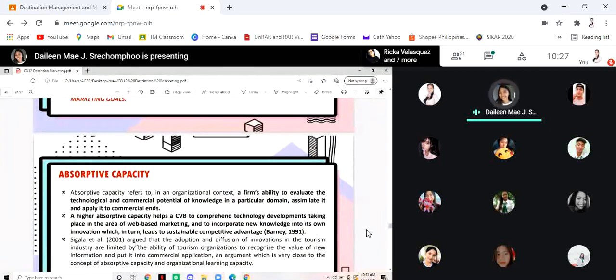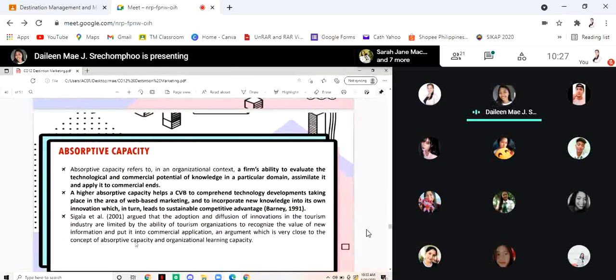Lastly, absorptive capacity: a firm's ability to evaluate the technology and commercial potential of knowledge in a particular domain, assimilate it, and apply it to commercial ends. A higher absorptive capacity helps a CVB to comprehend technology development taking place in the area of web-based marketing and to incorporate new knowledge into its own innovation, which in turn leads to sustainable competitive advantage.